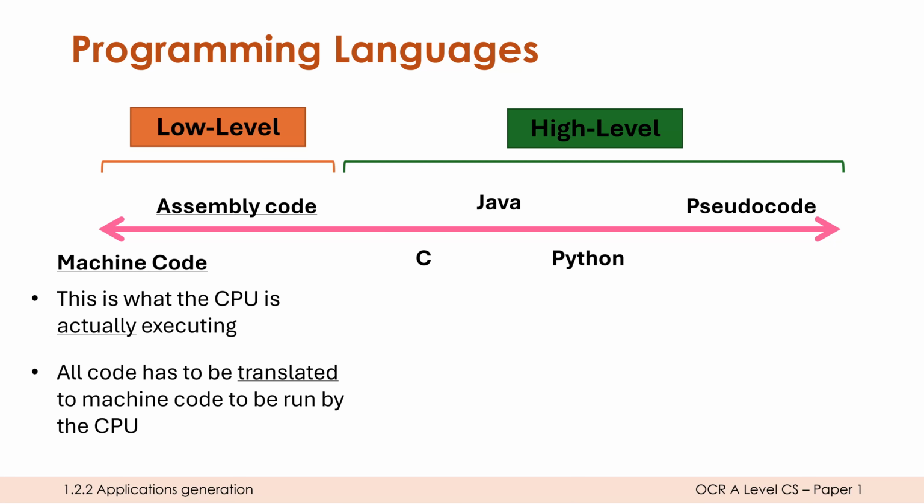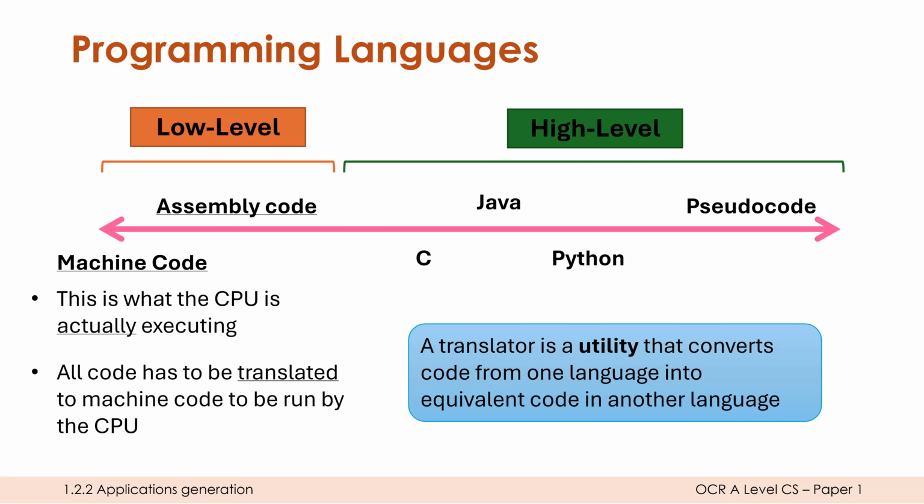But ultimately, we need to translate everything to machine code. We can write code in Python or Java or assembly. That's all fine. But ultimately, the computer doesn't execute Java or Python or assembly. It only executes machine code. That's where translators come in. A translator is a program. It's a utility that converts code from one language into equivalent code in another language. And all three translators we're looking at today go from one language into machine code.